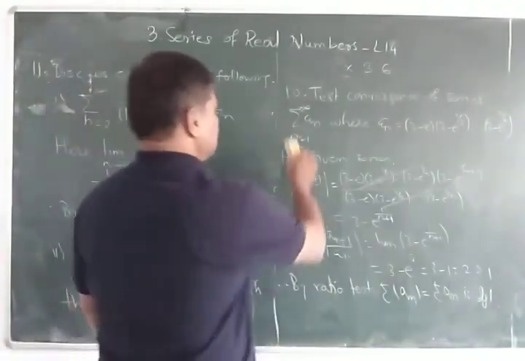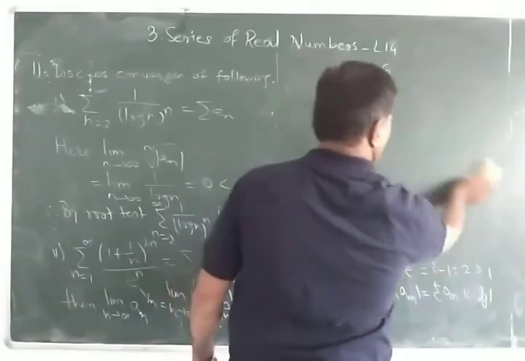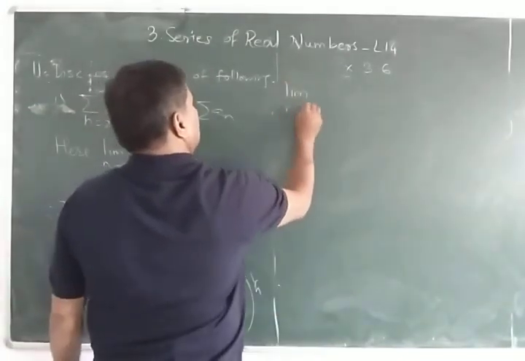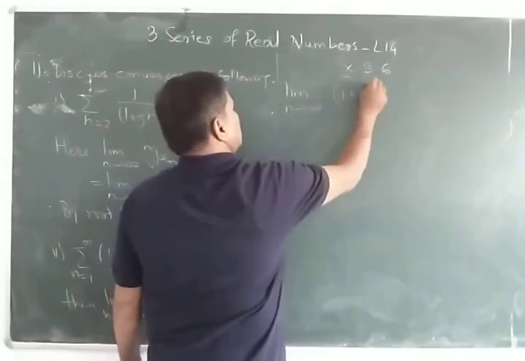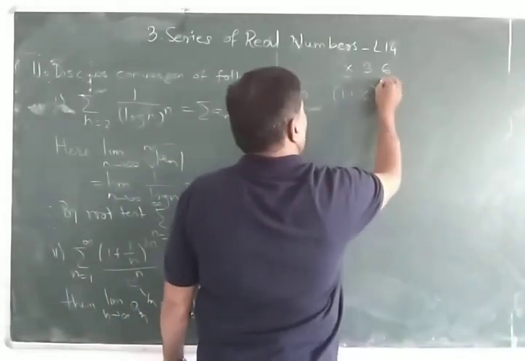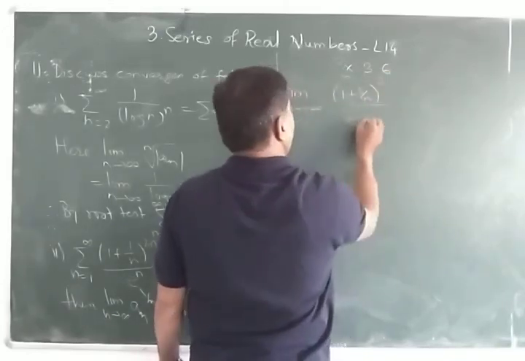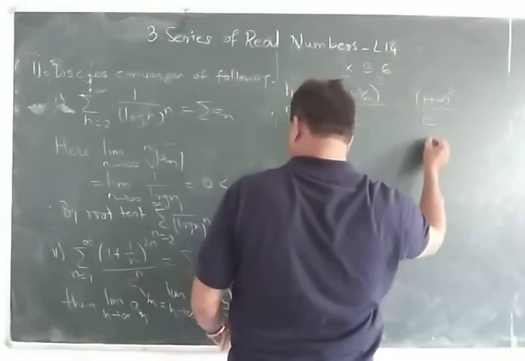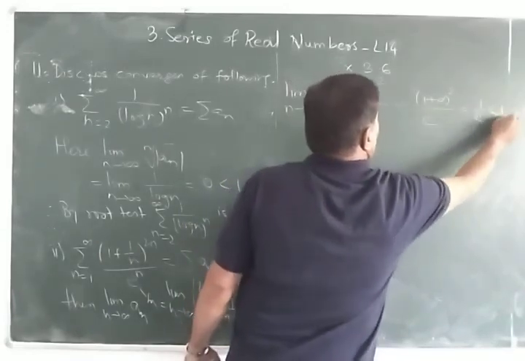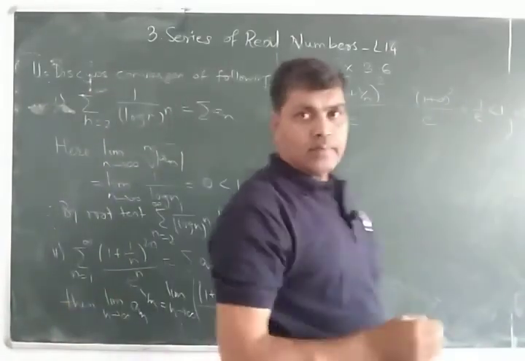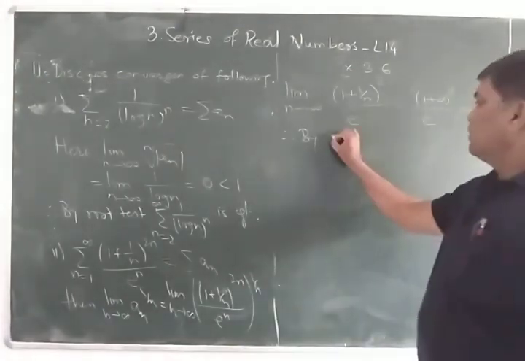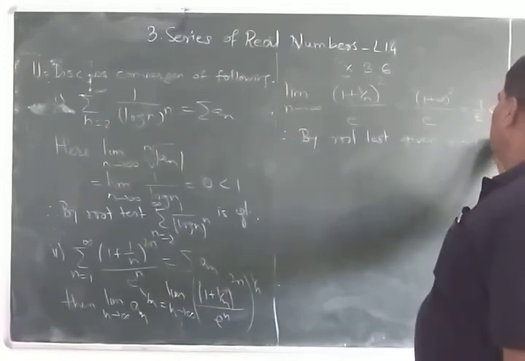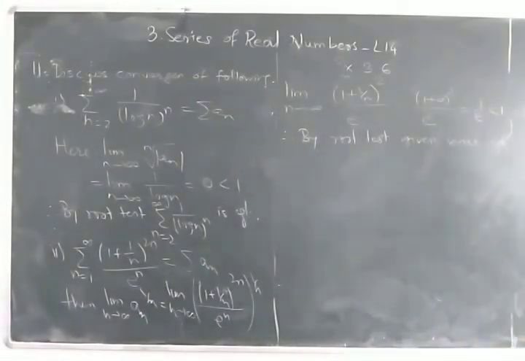By using law of indices, this will become limit n tends to infinity of 1 plus 1 upon n raised to 2 upon e, which is equal to 1 plus 0, squared upon e, raised to n raised to 1 by n is e, which is 1 by e, less than 1, and therefore by root test, the given series is convergent.